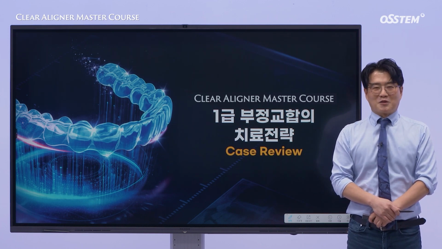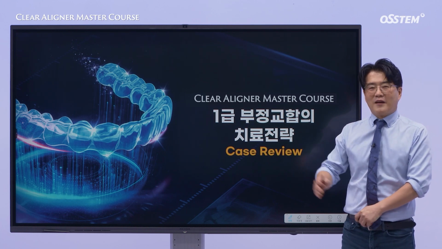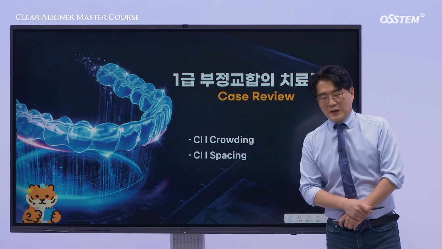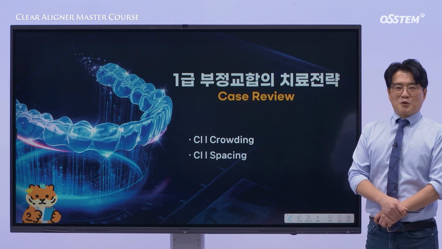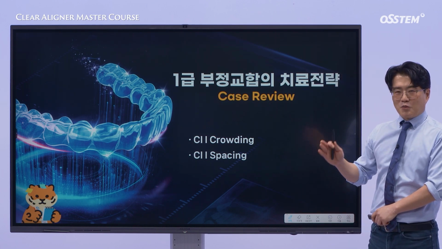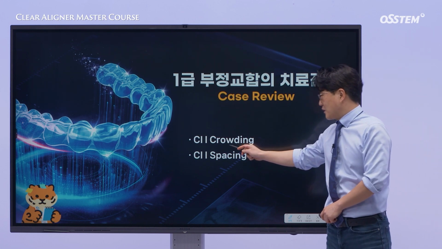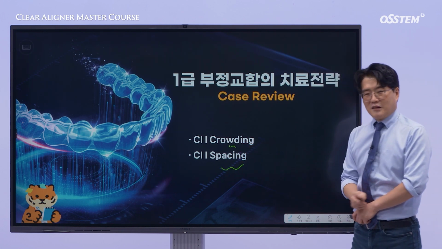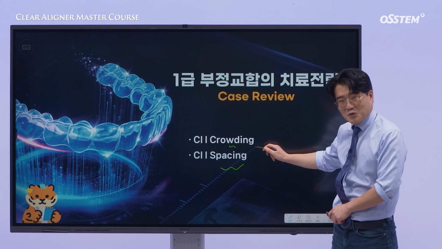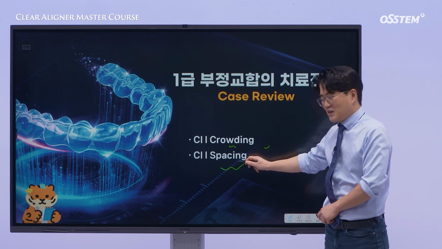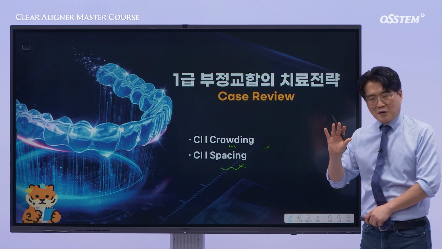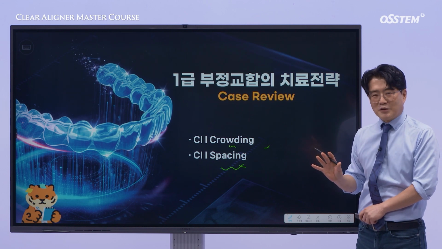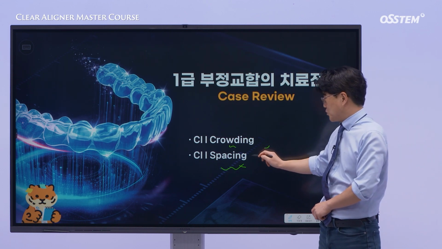We have so far covered 2 treatment strategies for Class 1 malocclusion. Today is more about actual cases. Class 1 malocclusion can be largely divided into 2, Class 1 crowding and Class 1 spacing. Many of you must be familiar with Class 1 crowding. So today, I would like to focus more on the latter, Class 1 spacing, and talk about how to treat such cases.